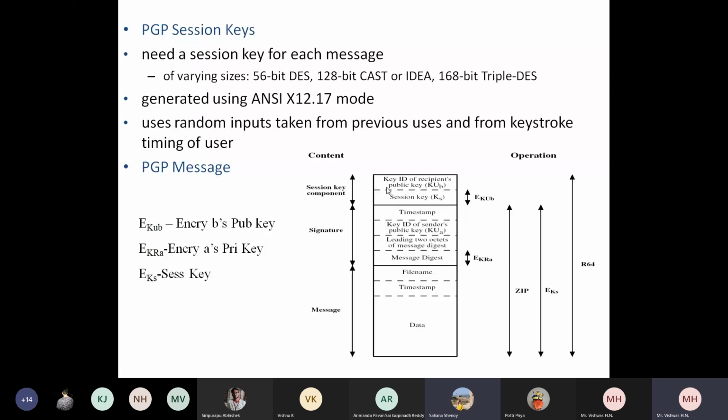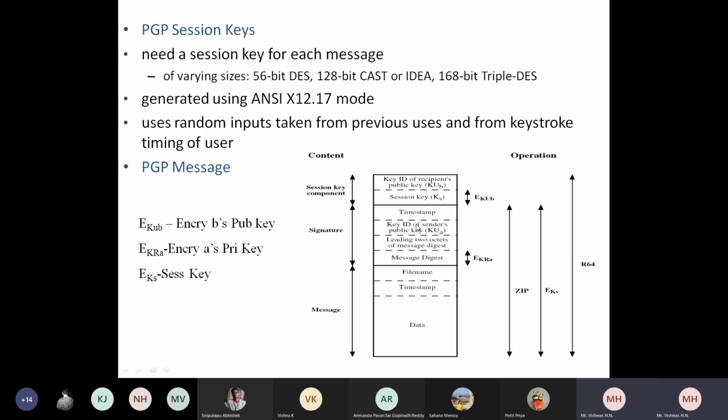Usually, if A is the sender, B is the recipient. So basically, whoever receives is the recipient. If A is sending data to B, B is the recipient and A is the transmitter. Now every message will look like this, and it will have the key ID of the recipient's public key. Then you have the session key in it, and that is called the session key component.